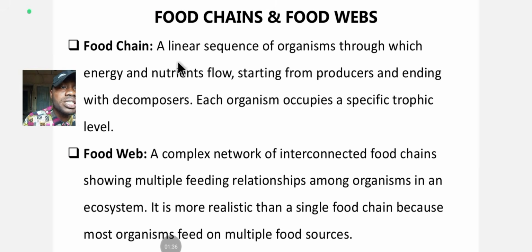So each organism occupies a specific trophic level. You know what the trophic level is now? An energy level. So each organism occupies a specific energy level. Are they primary producers? Are they primary consumers? Are they secondary consumers? Are they decomposers? All those are trophic levels. Level of energy transfer, level of energy flow. Let's look at food web. All right, but before we look at food web, let's look at food chain.